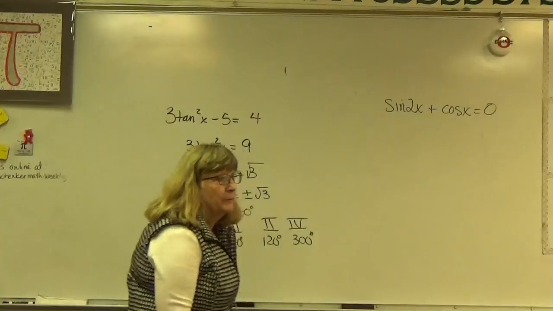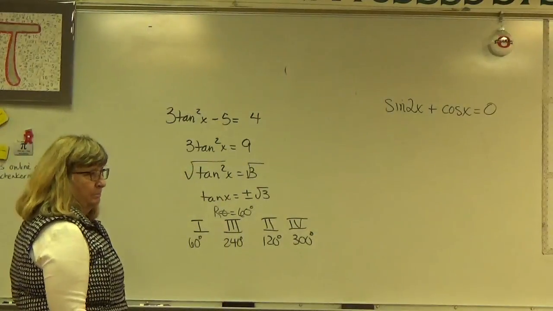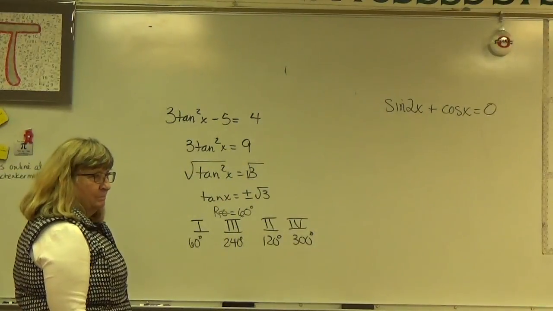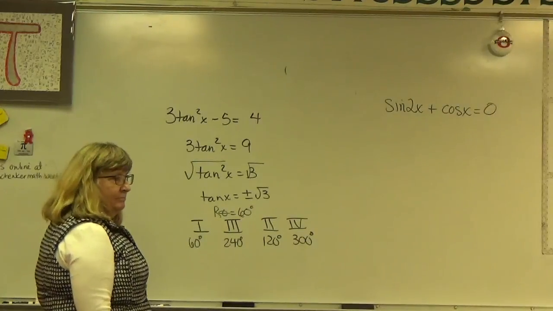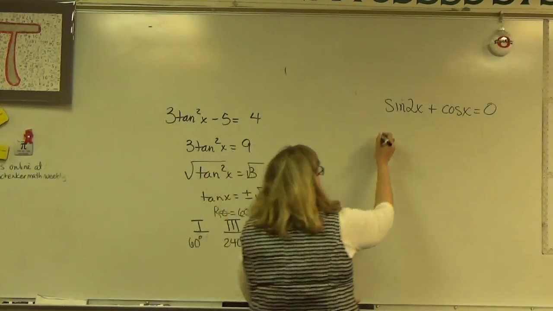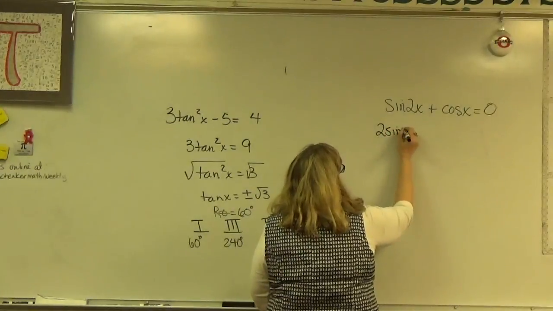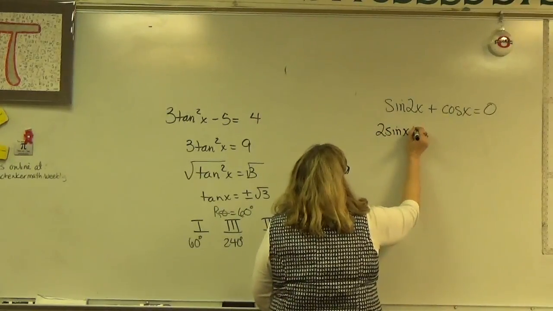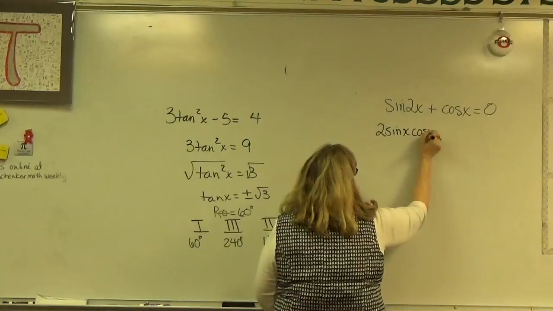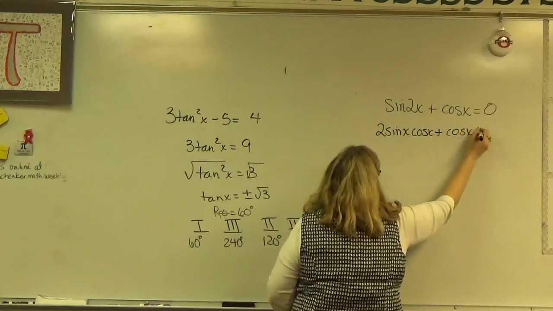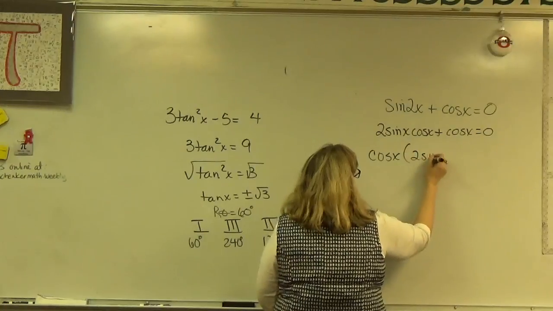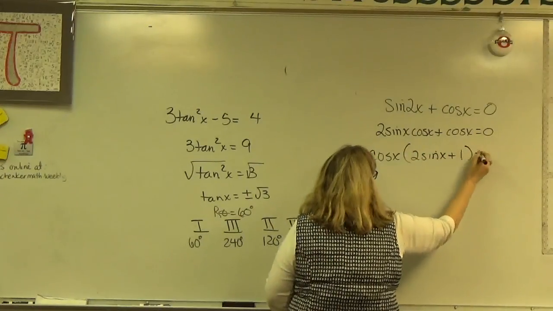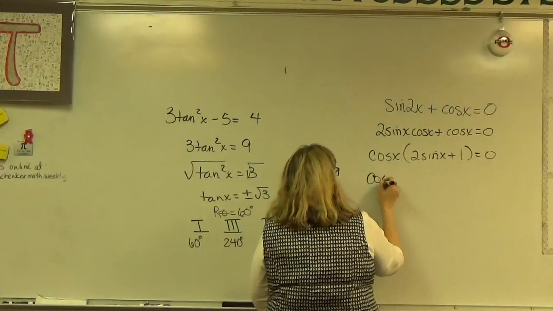What would I do on that one? Oh, I know. Change sine of 2x to 2 sine times cosine. Right. Take out cosine. Factor out a cosine. Yeah. 2 sine plus 1. And so it'll be 1.